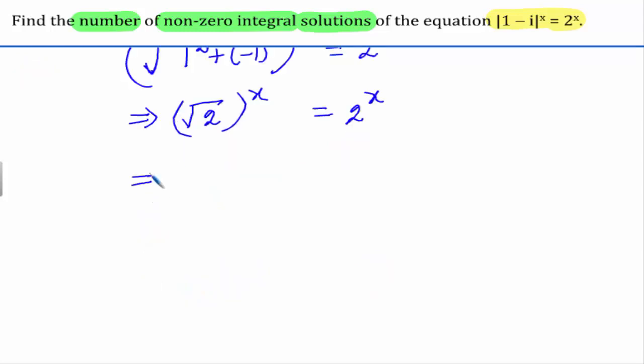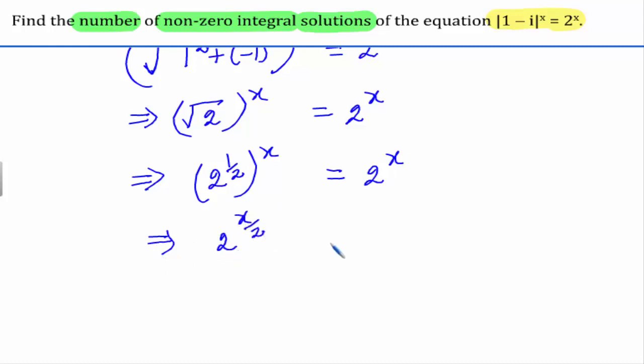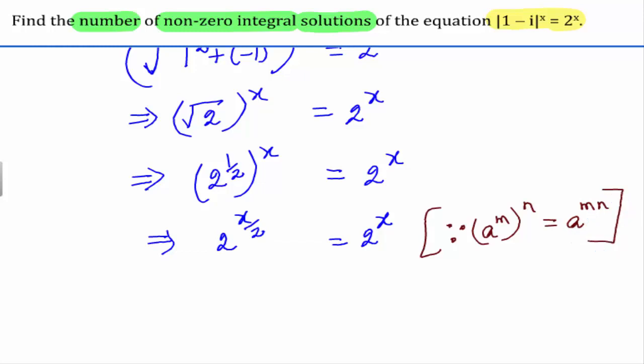We can write root 2 as 2 raised to the power 1 upon 2, and here we have whole raised to the power x. So this will be equal to 2 raised to the power x. This implies 2 raised to the power x upon 2 is equal to 2 raised to the power x. Since (a raised to the power m) whole raised to the power n is equal to a raised to the power m multiplied by n, we can observe that the bases are equal on both the sides. So we can directly equate their powers. So we get x upon 2 is equal to x.